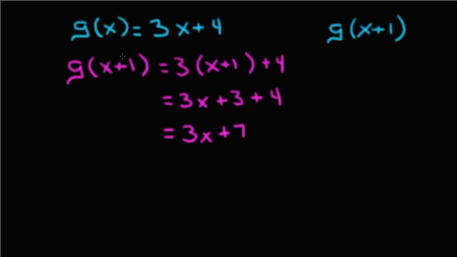And that's all you have to do. You can't combine terms anymore; you can't simplify it anymore. So g of x plus 1 is equal to 3x plus 7. That's all you really have to do for functions when you're given a value and asked to evaluate it. You take the number or variable that you're given, and everywhere you have an independent variable, you substitute it with the value you've been given.